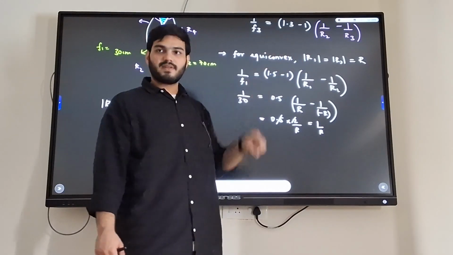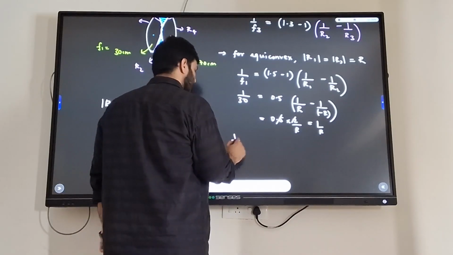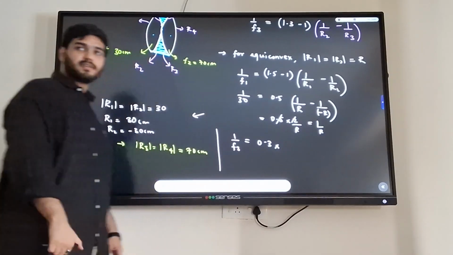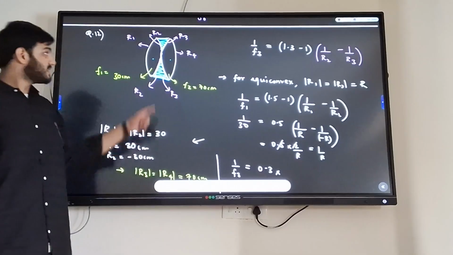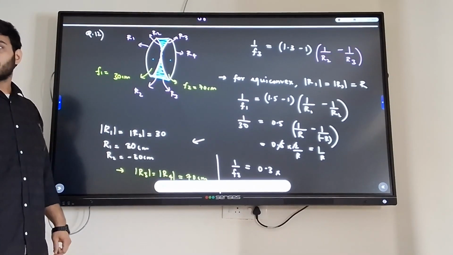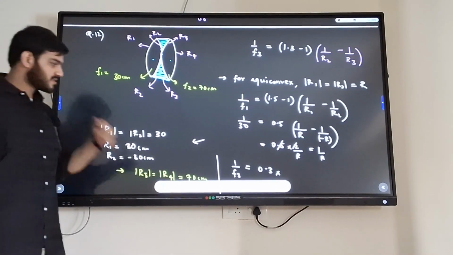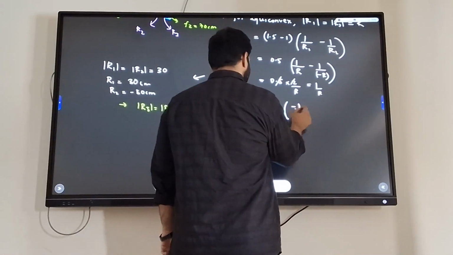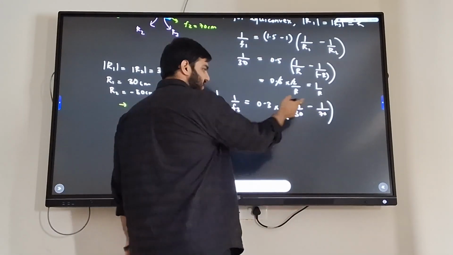Now can I find my F3? What will be my F3 then? 1 by F3 equal to 0.3. What is R2? Positive or negative? With respect to this, that's negative, right? What about R3? That will be positive. So R2 is minus 1 by 30 and R3 is 70. Do the LCM and do the calculation.